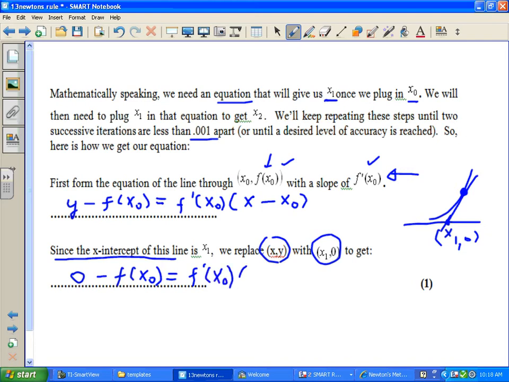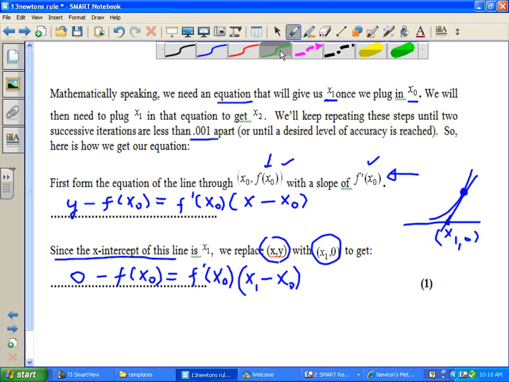And replace x with what? X sub 1. So what I have done, let me use again a different color here, is instead of x, I put x sub 1. Instead of y, I put 0.